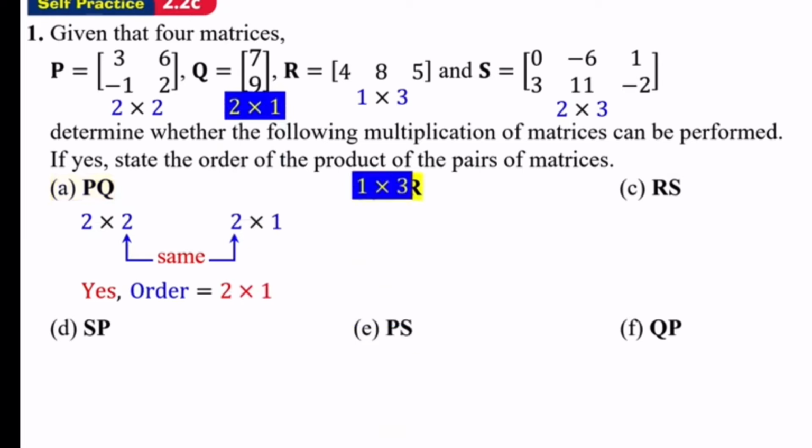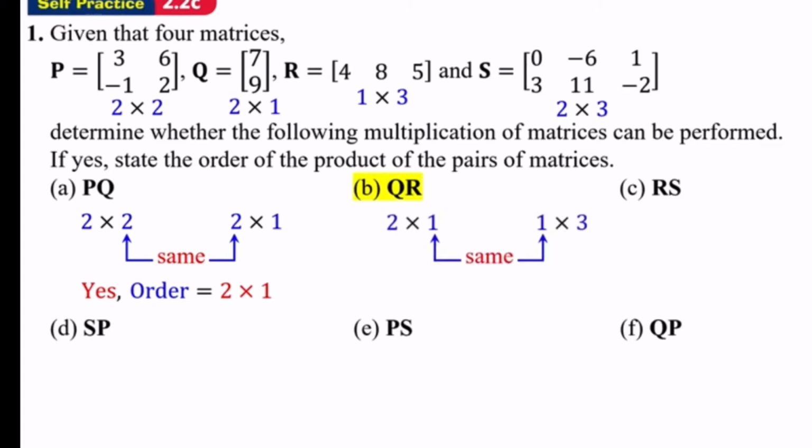Okay, let's see Q and R. Q is 2 by 1 and R is 1 by 3, so it's still the same. The number of columns for Q is the same as the number of rows of matrix R. So the order that you get will be 2 by 3 for the product QR. So it can be multiplied.